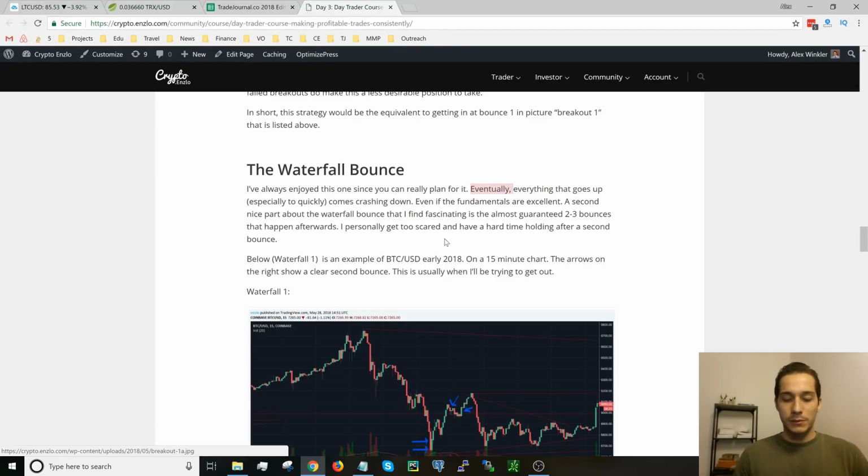The waterfall bounce, this one is really fun but really dangerous. You kind of see it over and over again, especially in a bear or bull market. Sometimes when something runs up really fast, it can't keep going. There's no more buyers, and the second the price cracks somewhere, it's a very bearish sign.